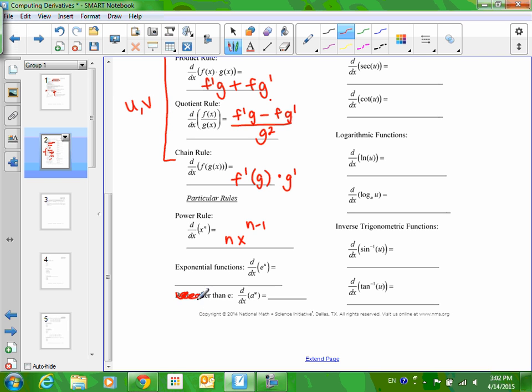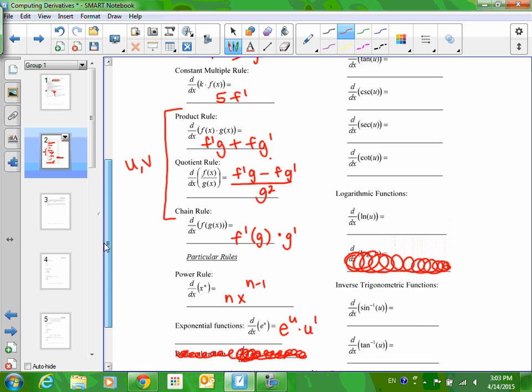On y'all's, I whited this out because we don't do this, and I just didn't do it here. Same thing there. We don't do that. Okay, what's the derivative of e to the u? E to the u times u prime. Good. Has to be times u prime.